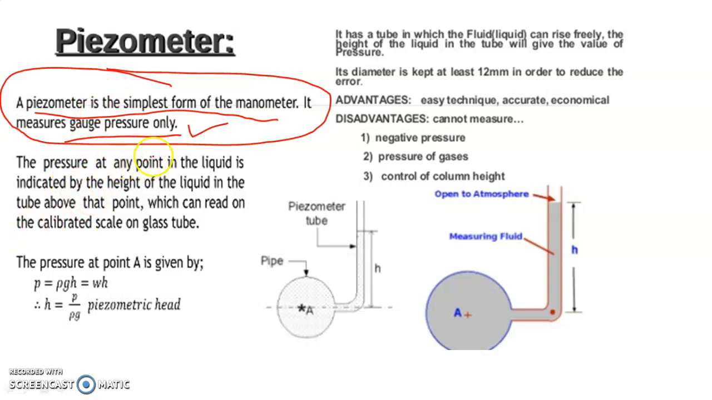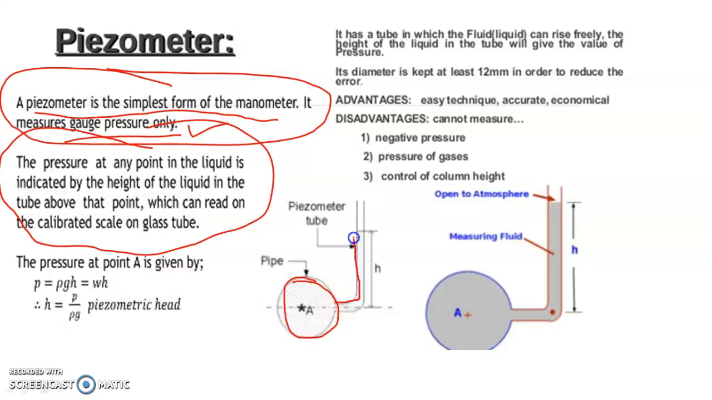The pressure at any point in a liquid is indicated by the height of the liquid, calibrated. This is the simplest. For example, consider a pipe with a tube connected to the pipe. This is called a piezometer tube, or glass tube. When the fluid is at some pressure, some fluid automatically rises in the glass tube. This height of the liquid is noted as the height of the liquid risen in the piezometer tube.